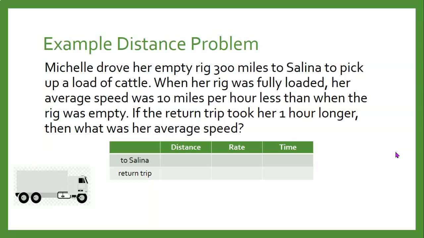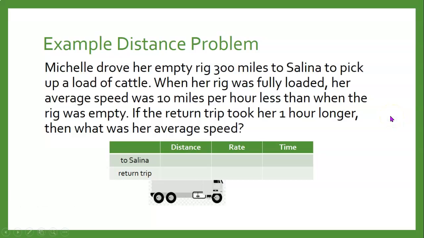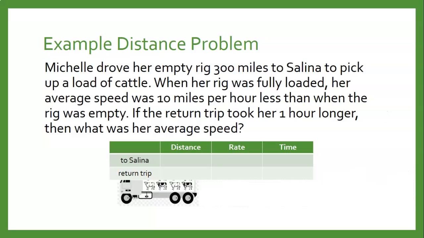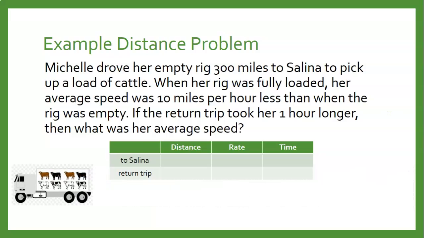Michelle drove her empty rig 300 miles to Salina to pick up a load of cattle. When her rig was fully loaded, her average speed was 10 miles per hour less than when the rig was empty. If the return trip took her 1 hour longer, then what was her average speed?